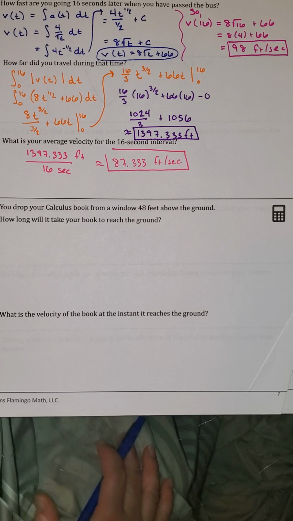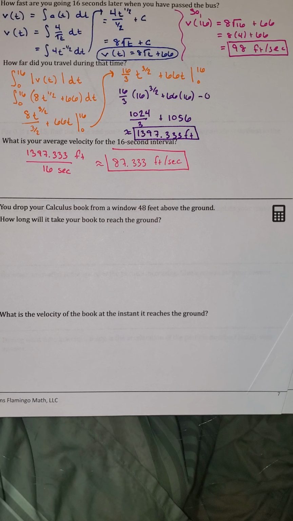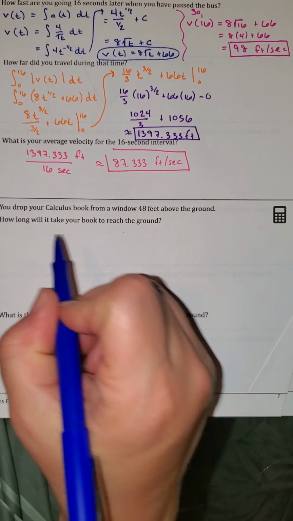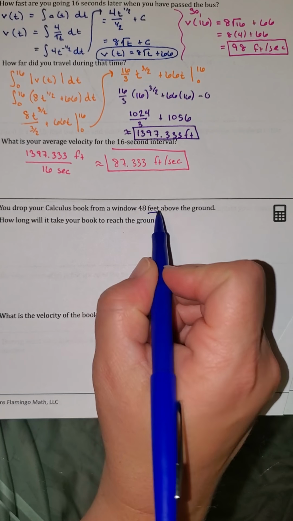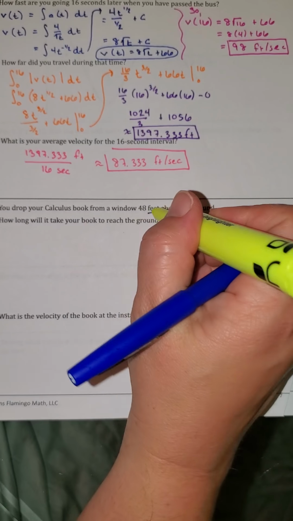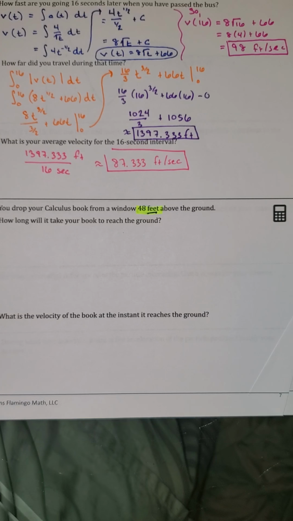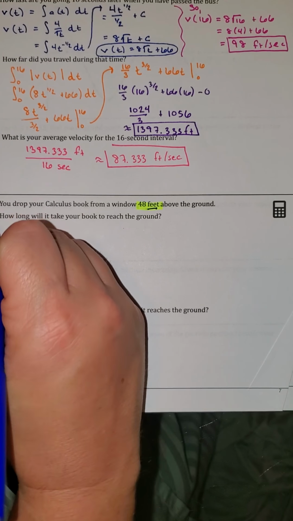Example 6 says you drop your calculus book from a window 48 feet above the ground. That's so sad. How long will it take your book to reach the ground? Okay, so this is your gravity problem where your acceleration is negative. Since we're doing feet, your acceleration would be negative 32. I think you have a couple on your homework that use this acceleration.